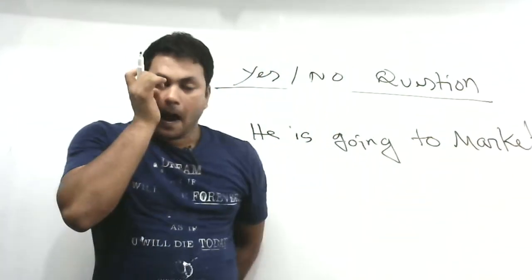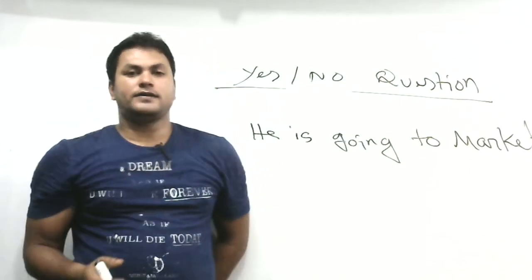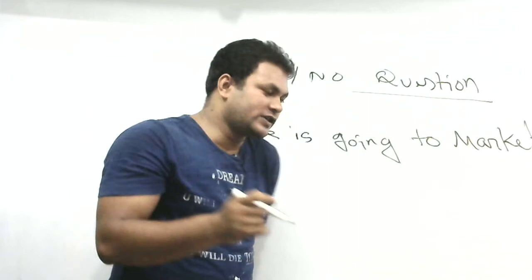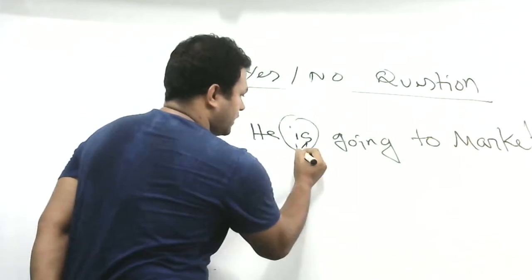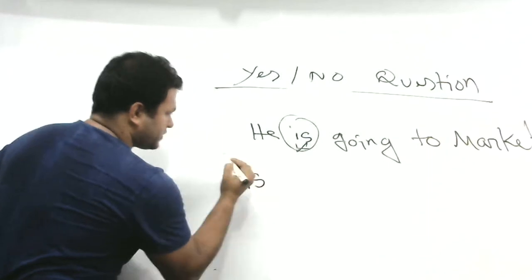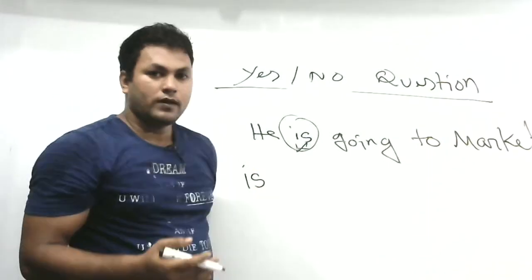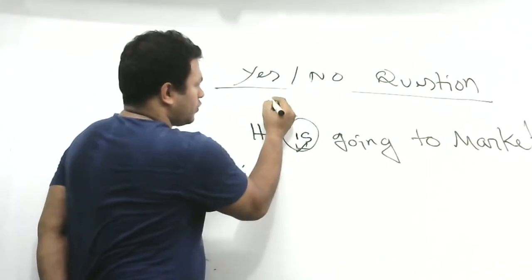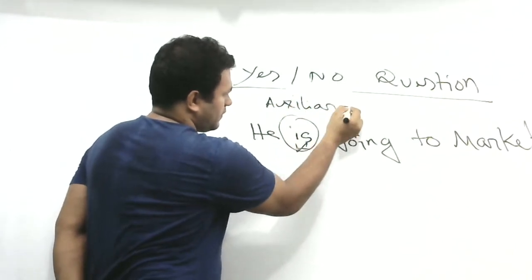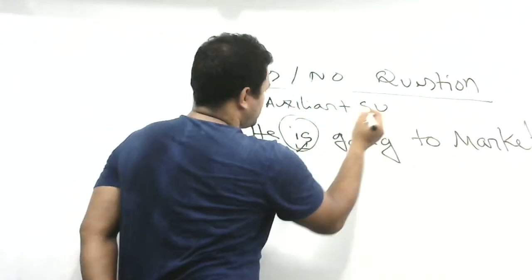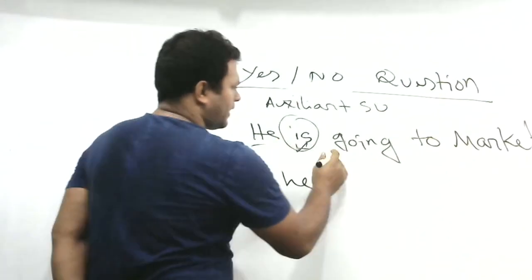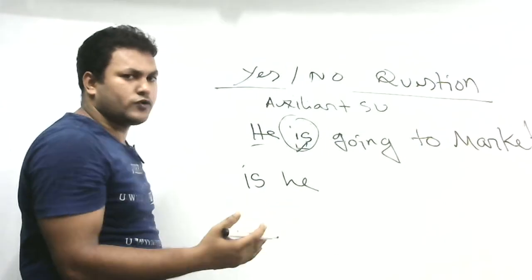Now I would like to show you how to make yes no questions from a sentence. First of all, you have to take auxiliary verb. That is why I am taking auxiliary verb is. First of all, auxiliary, then subject. So take subject from here, is he, and then write the rest of the sentence. Ultimately it will be the question.